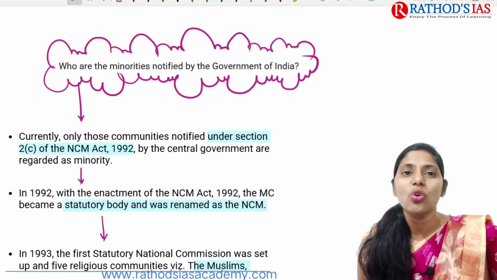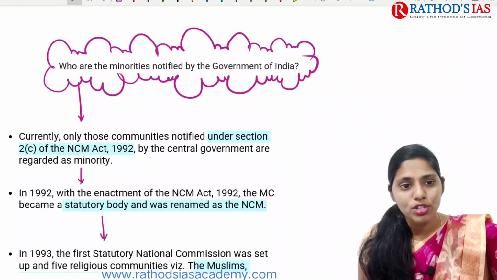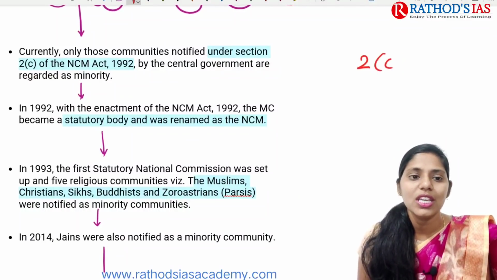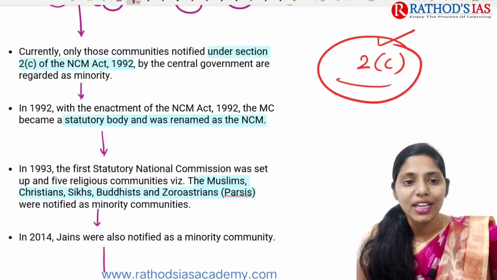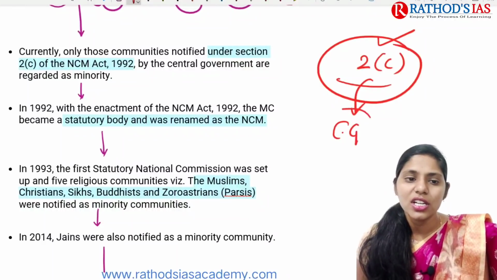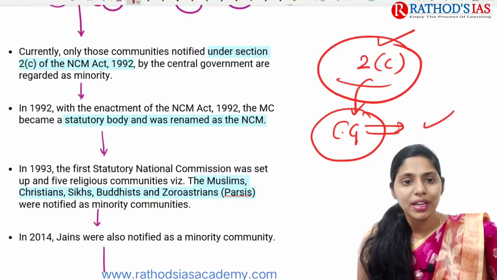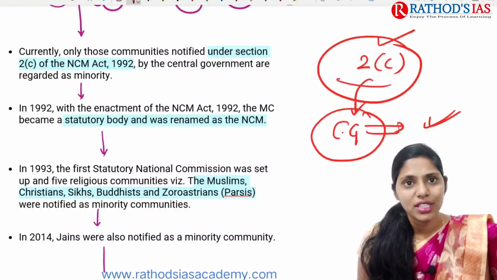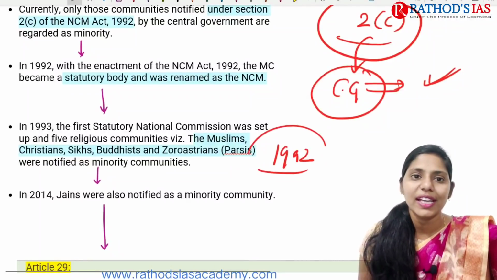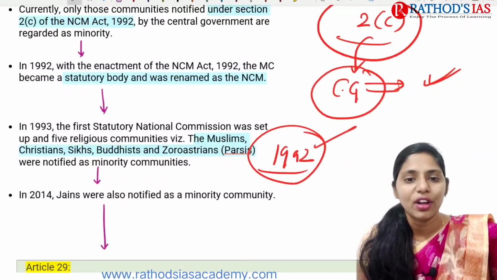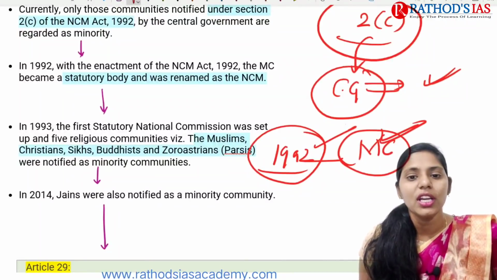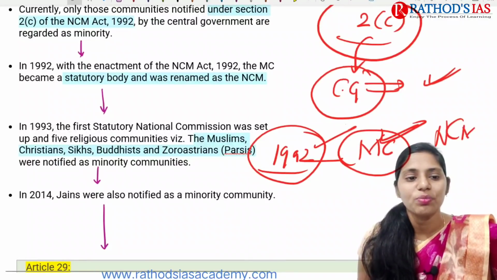Now let us see who are the minorities notified by the Government of India. Currently there is Section 2(c) of the National Commission for Minorities Act of 1992. Under this section, the central government is responsible for deciding whether a community is a minority or not. Later, in 1992, came the enactment of the National Commission for Minorities Act, and the Minority Commission became a statutory body and was renamed the National Commission for Minorities.